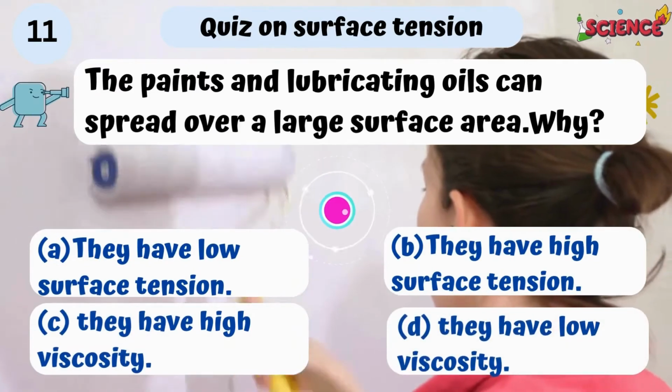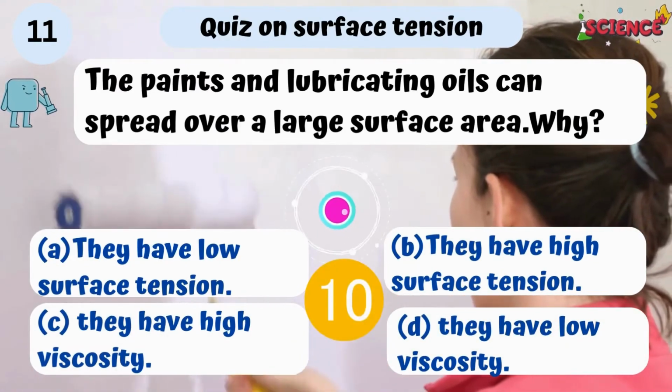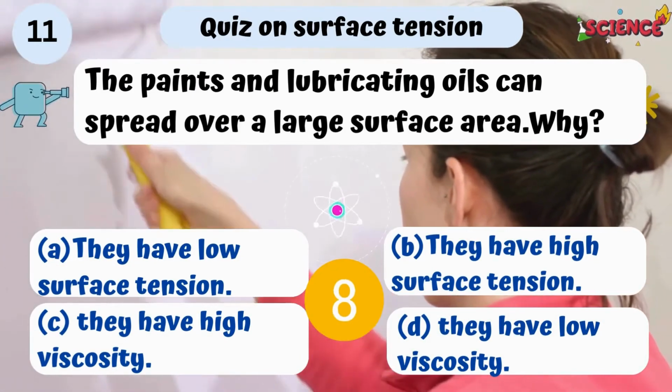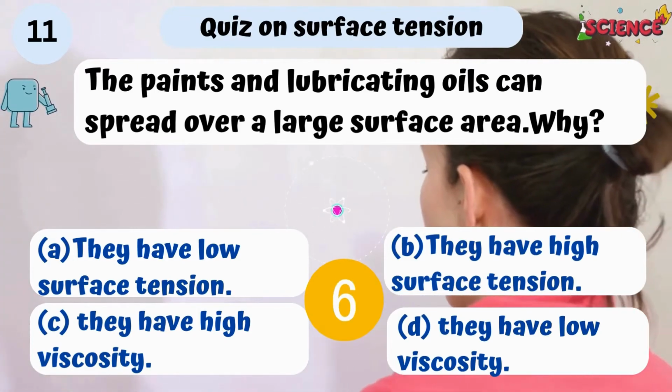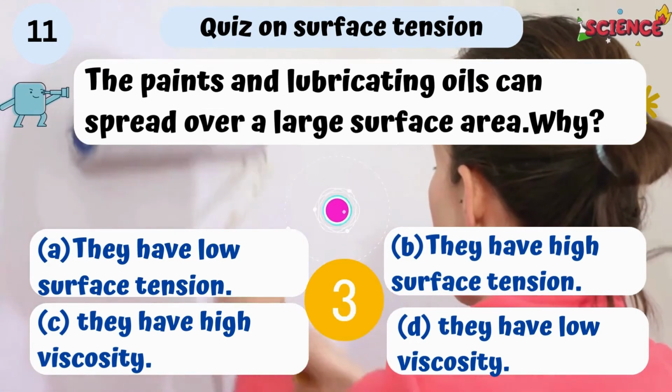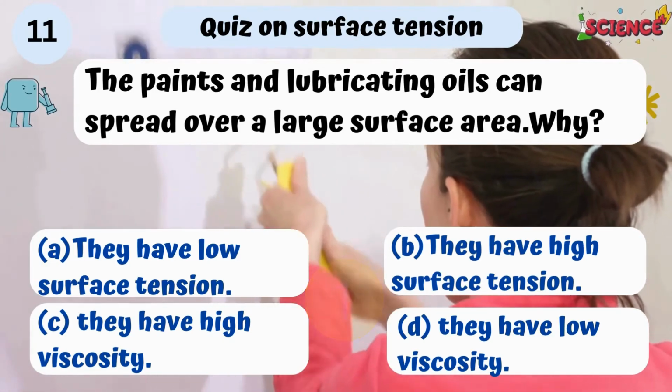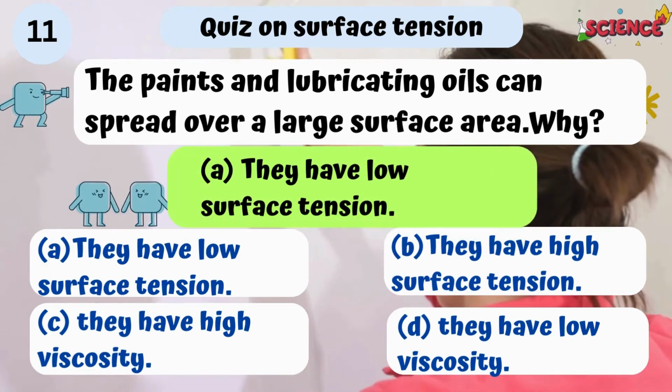The paints and lubricating oils can spread over a large surface area. Why? A. They have low surface tension.